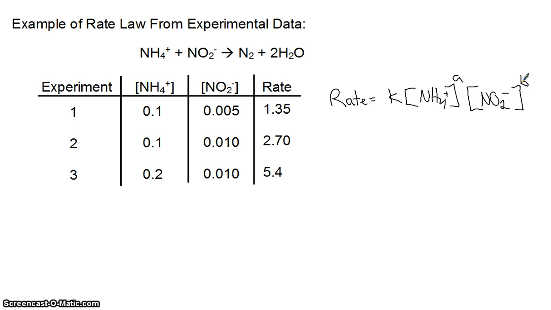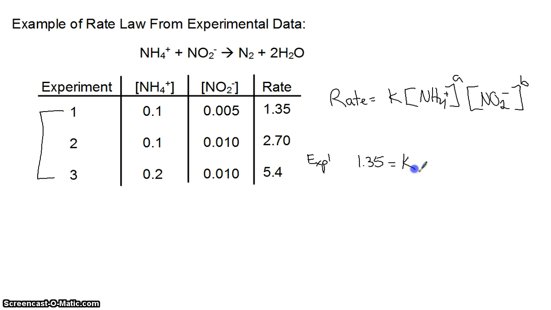All right? So how do we determine those numbers? Well, we look at a couple of different experiments. So if I compare experiment 1 to experiment 3, I can plug in the numbers for that. So I know the rate for experiment 1, the rate is 1.35.